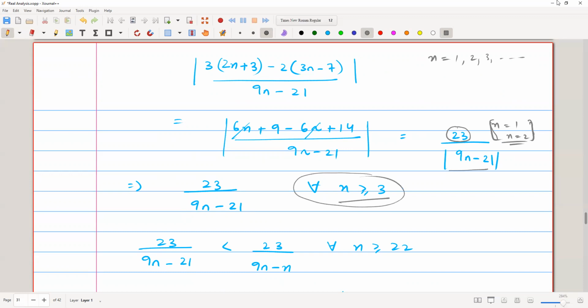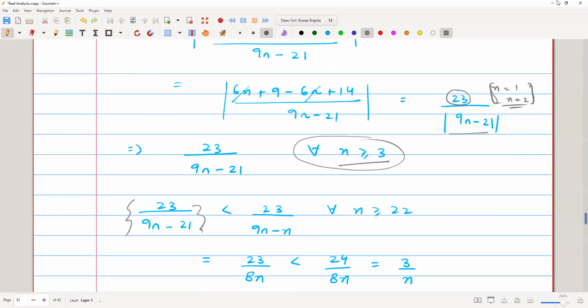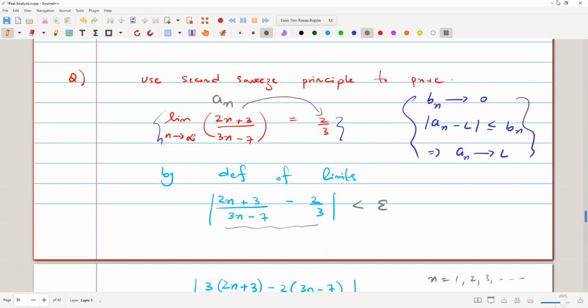So now we can remove the mod because it's strictly positive, and we can say that this given sequence is an, let's say. Now we have to find a sequence bn which is converging to 0, such that |an minus L| is less than that sequence bn.